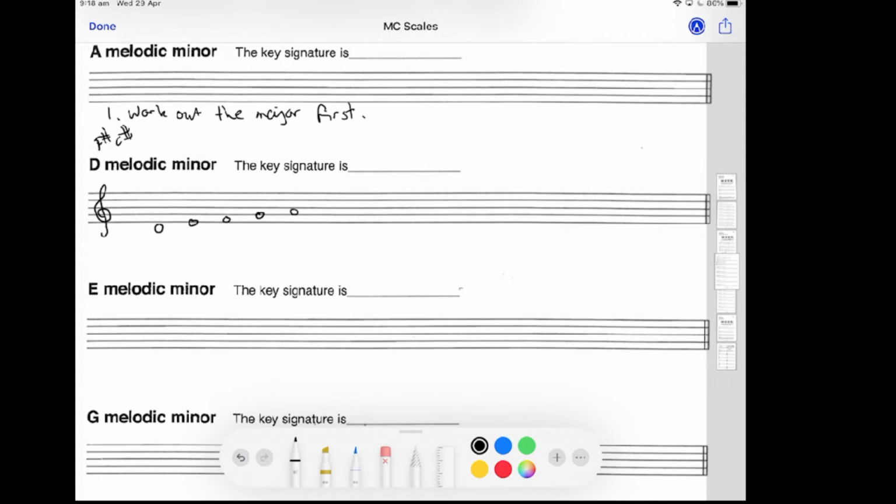I'm slowly getting used to using this pen on the iPad. Oops, but that was still pretty dodgy. Try again.